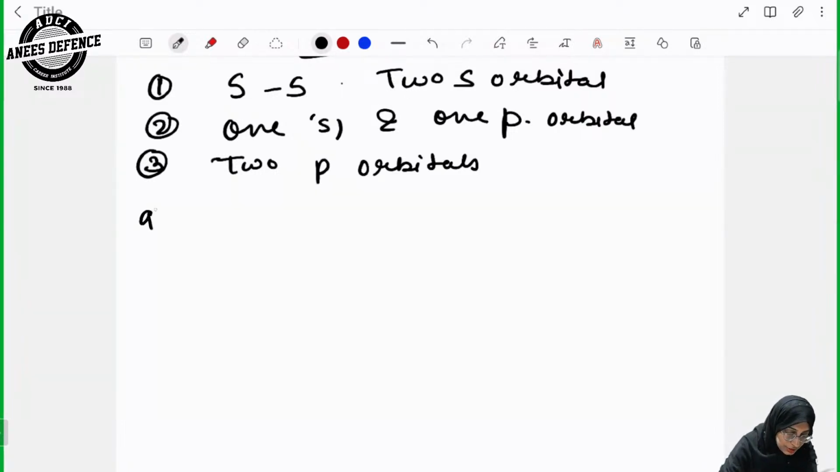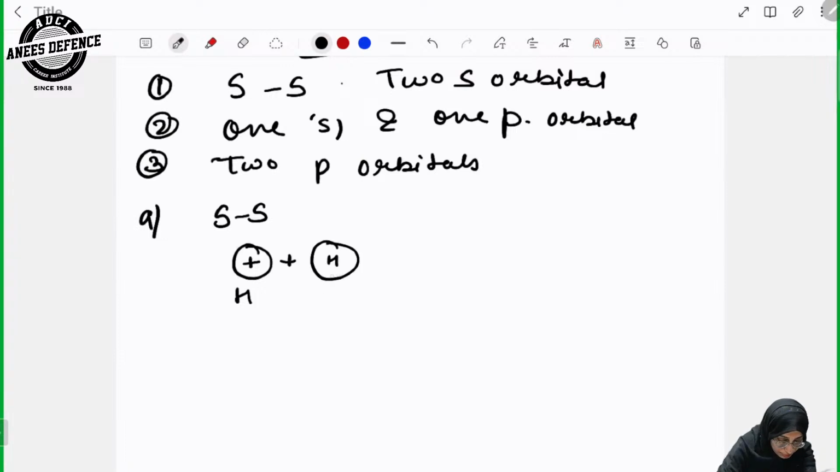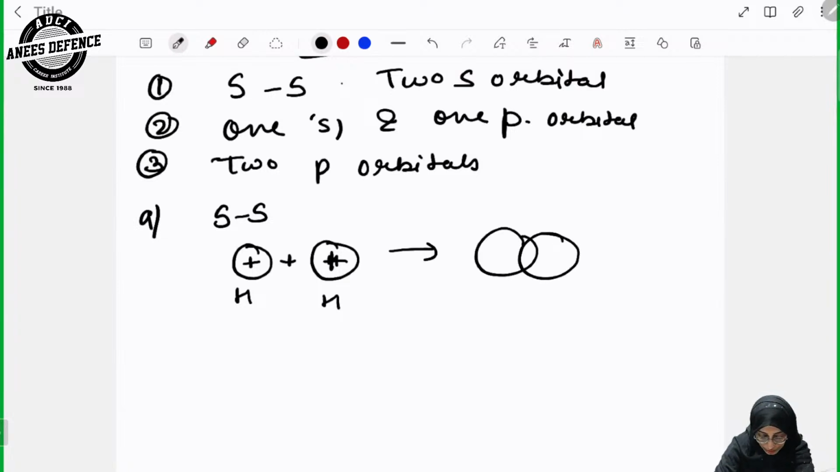First, we'll see the ss overlapping. We'll take an example of H2. This is H, plus this is the other atom of H. Both of them will overlap like this, and they will form the H2 molecule. Okay, are you getting me?